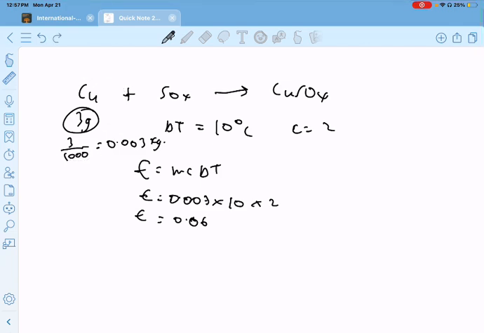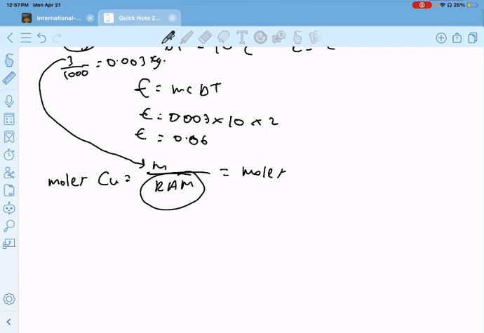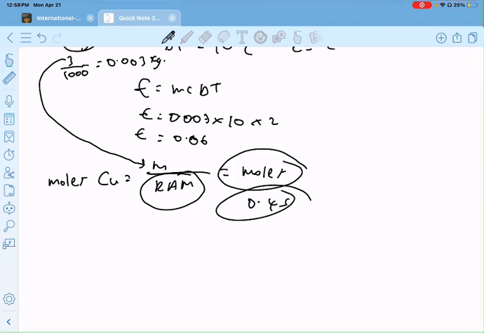Now, how do we find the moles of copper? The moles is equal to the mass over the RAM. You plug this 3 grams here. You do not convert it now, you plug it in as grams, and you plug in the RAM, and you get the moles. So, let's say we got 0.003 moles. This is just a hypothetical value. We're not actually getting it. Okay, let's use a different number. Let's say we get 0.45 moles, okay? We wouldn't get this value if we actually calculate it, but let's say we do get it.